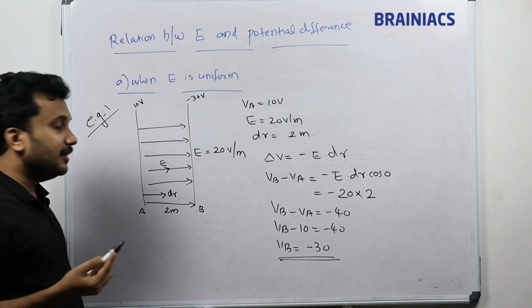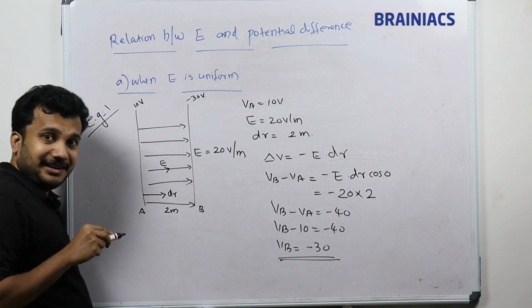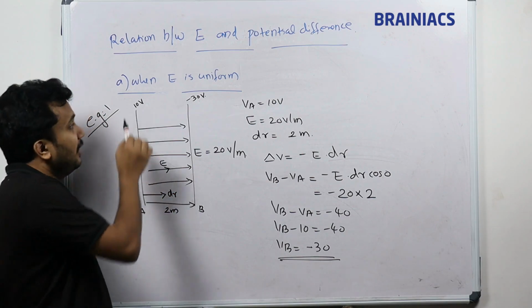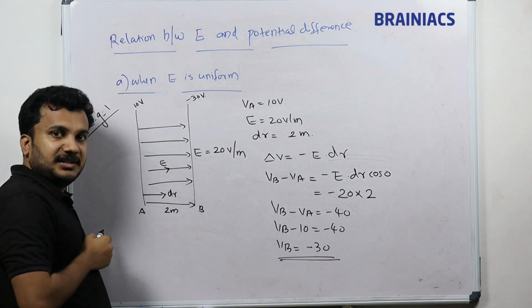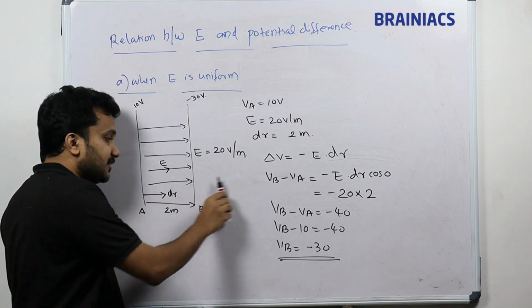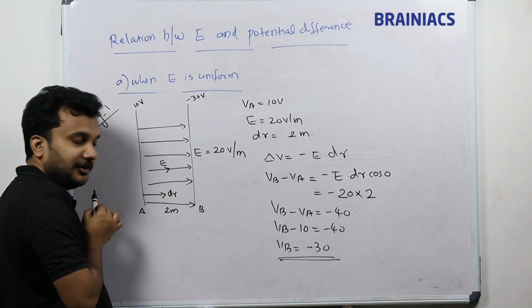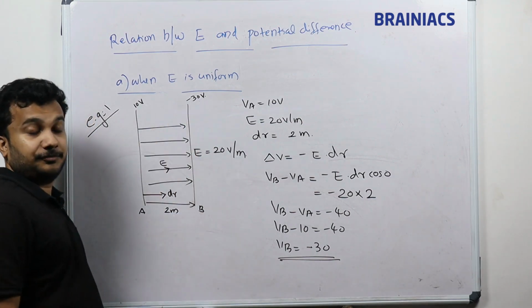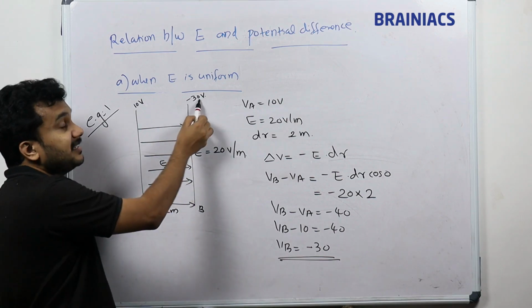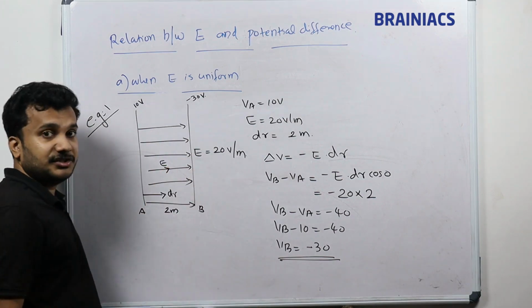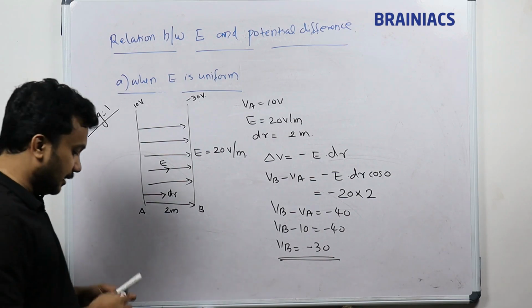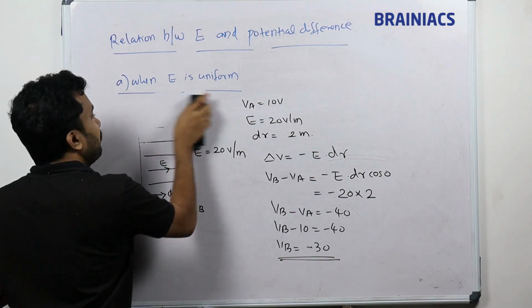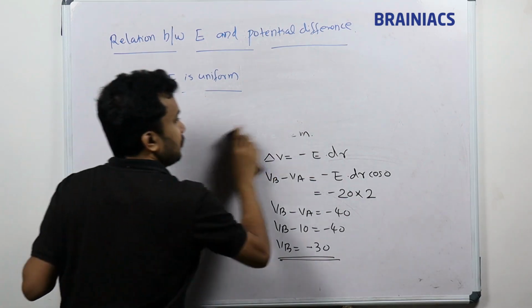As I told before, along the direction of electric field, this is the direction of electric field from left to right. On the left we have 10 volt potential. When we are moving towards right, along the direction of electric field, how much distance have we moved? 2 meter. Your voltage value will be equal to minus 30. So this much the voltage is reduced. So this is one example. Some questions might be coming like this. We will see one more example with respect to this concept.